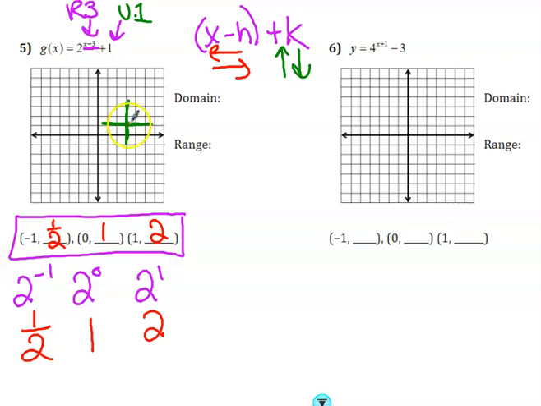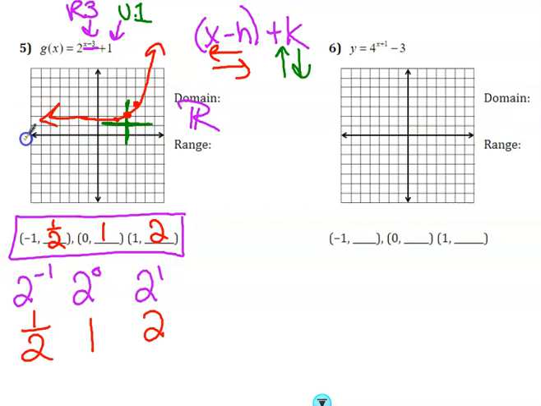So from this point, not from here, I'm going to go negative 1 up to 1/2. And I'm going to go 0, 1 from that new transformation. And then over 1 and up 2. And this is my graph at this point. All right. Domain is still all real numbers. You're going to get points for all of these. Now, how is the range changed?